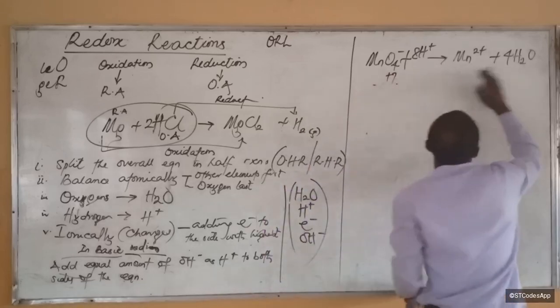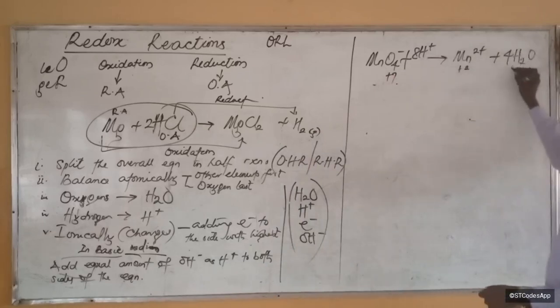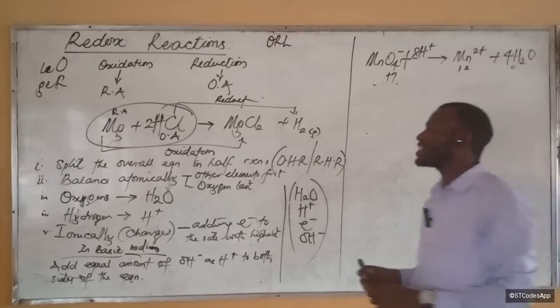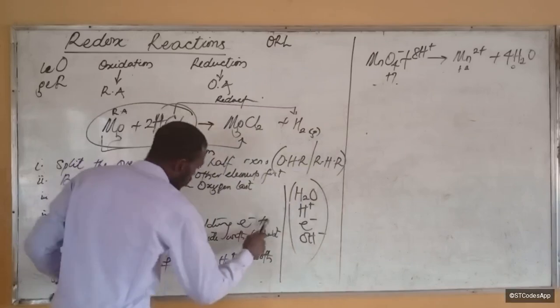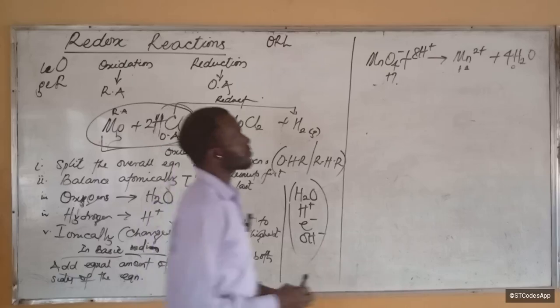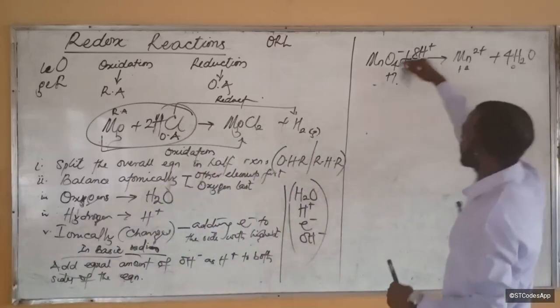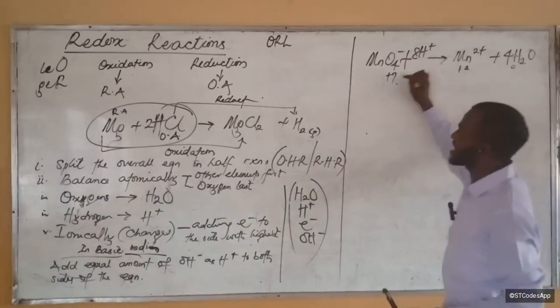Then I come here. What's the total charge on this side? Here +2. On this guy 0. So here is +2. Now the instruction says I should add electrons to the side with the highest charge. Now which side is with the highest charge? 0 plus 2, here total gave us 7. So this side has the highest charge, so I'm going to add electrons.